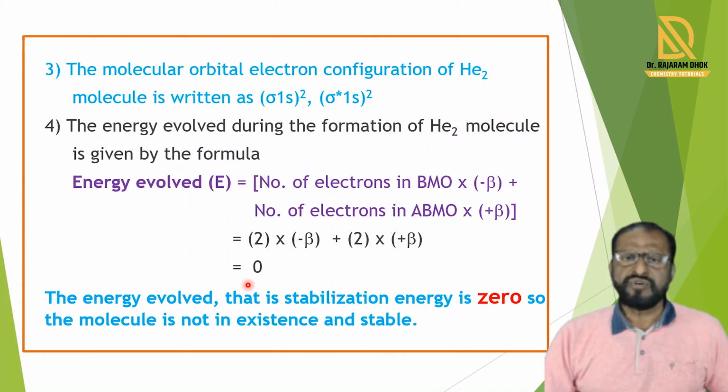Zero energy evolved means there is no existence of the molecule. This 0 value is the stabilization energy of the He2 molecule, and when the energy is 0, such a molecule is not stable and does not exist. Simply we say that the He2 molecule does not exist. Instead, the He atom remains in the monoatomic state, which is the stable position. But He2 is not stable and is not in existence.